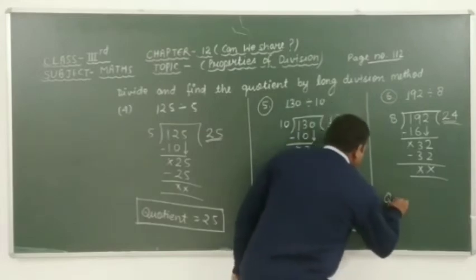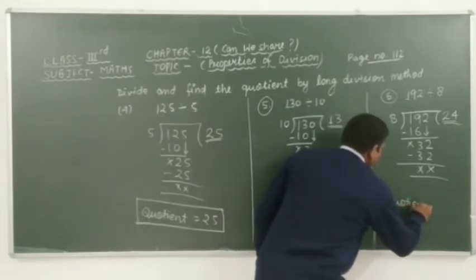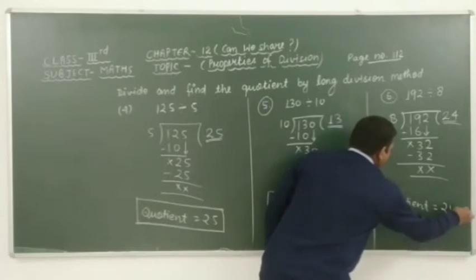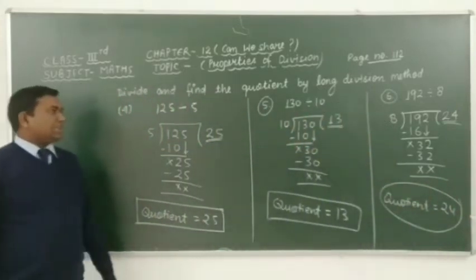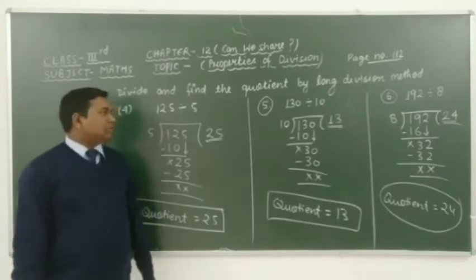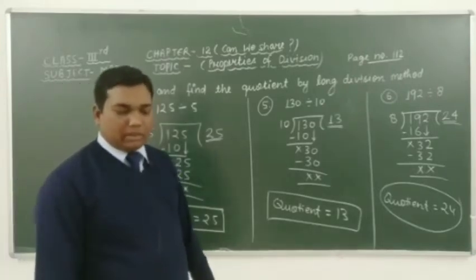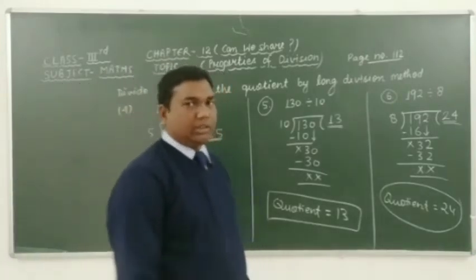It means that quotient is equal to 24. Okay, students. Students, please write in your book. If you have any doubt in this question, please ask me on my personal WhatsApp number. Okay. Now read this.